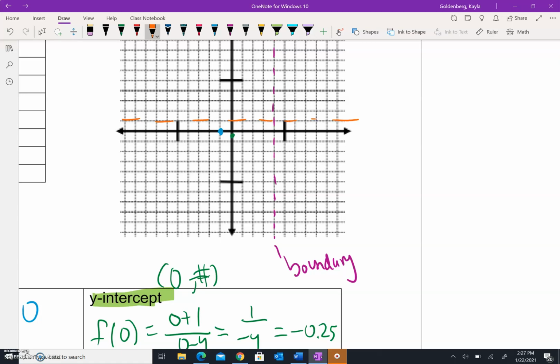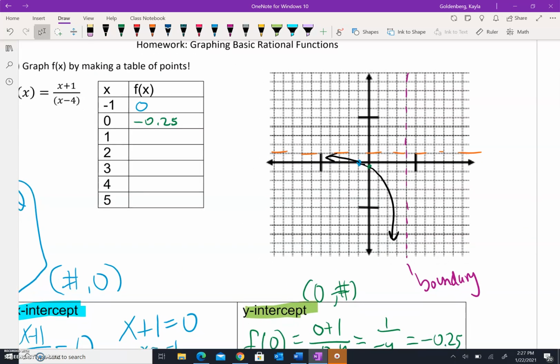And then as far as doing the branches, really you just need at least 1 point for each branch to kind of get the shape, right? But what I've done here is I've asked you to do a table of values. So to plug in 1, to plug in 2, 3, 4, and 5.